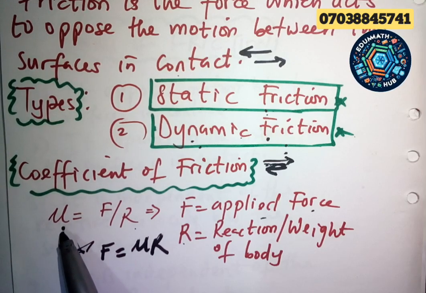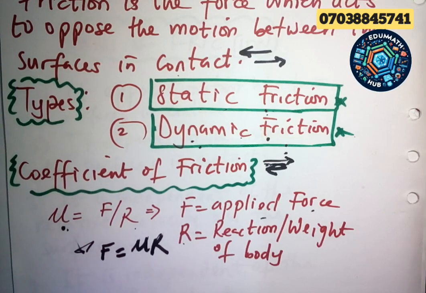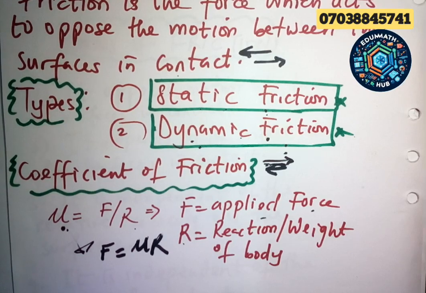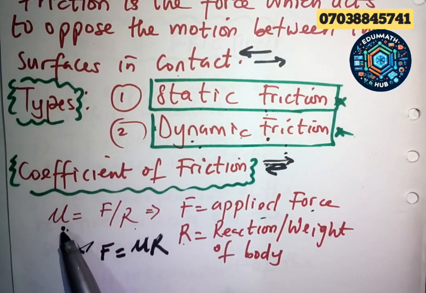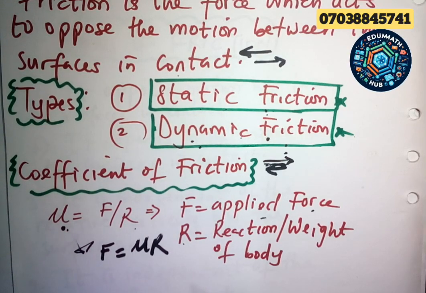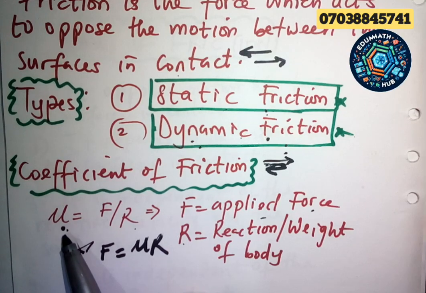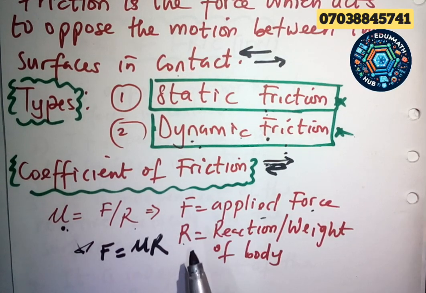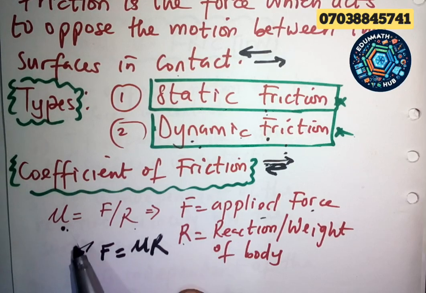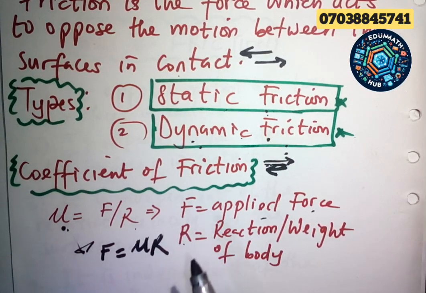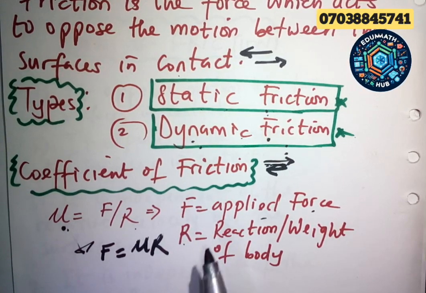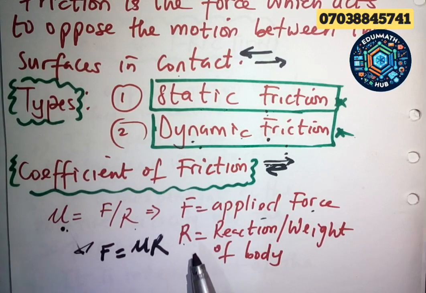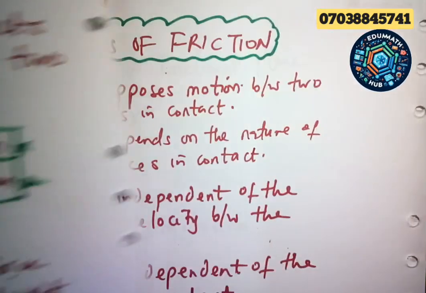This mu is the coefficient of friction, which is the magnitude of the friction, how high the friction is. So the higher the value of mu, the higher the friction. When mu is 0, there is no friction at all. That means the friction is 0. For example, when you have two bodies that are very smooth, there will be no friction there. Okay, let's move to the next part.